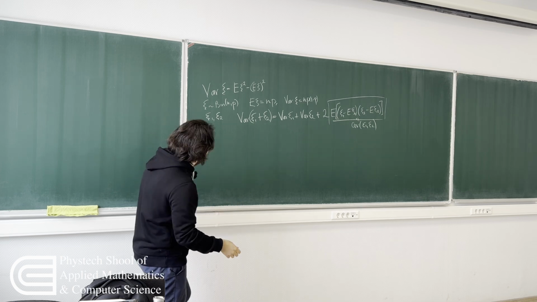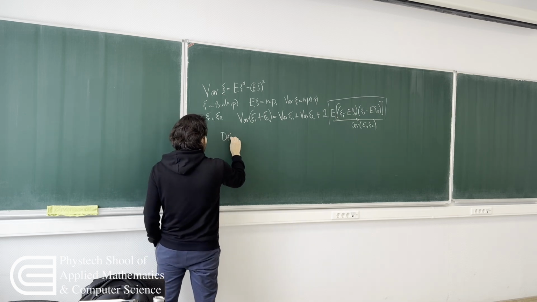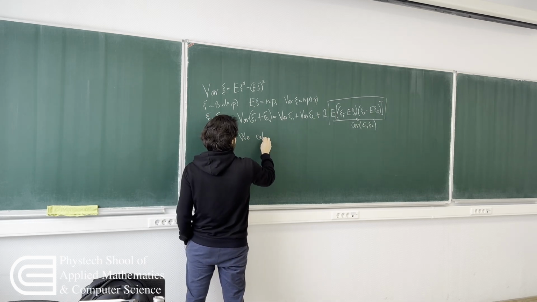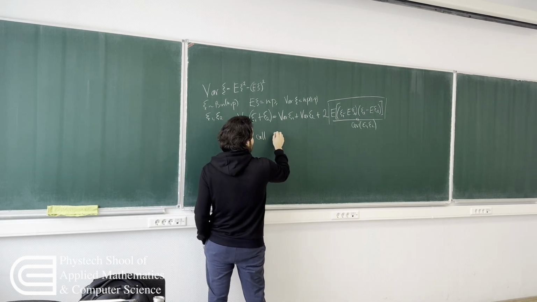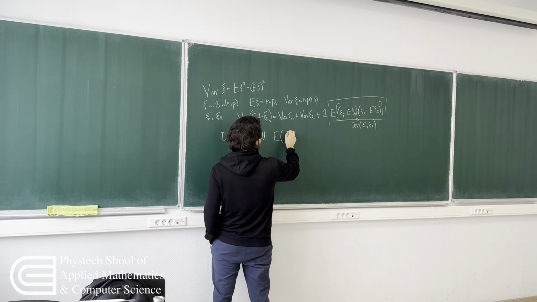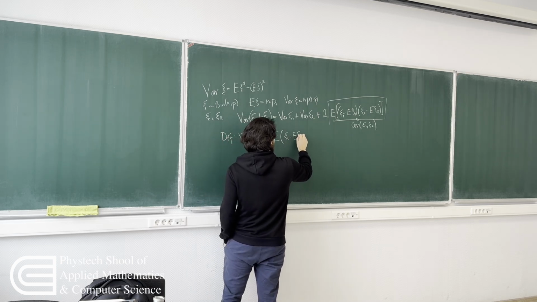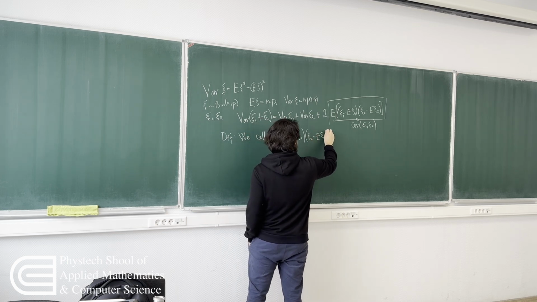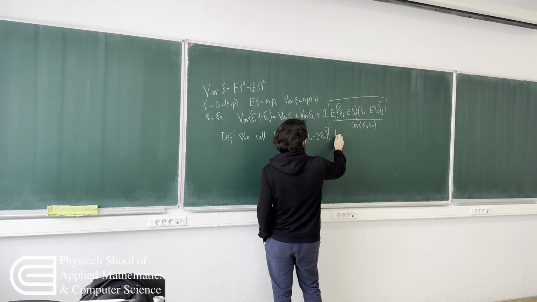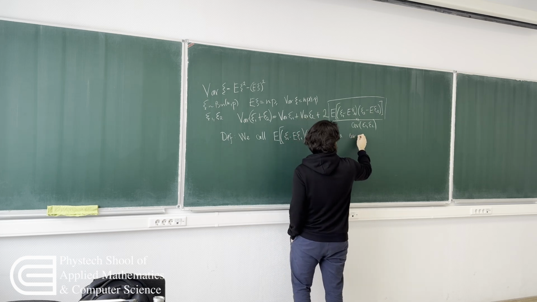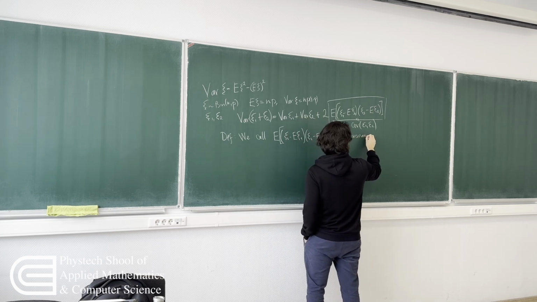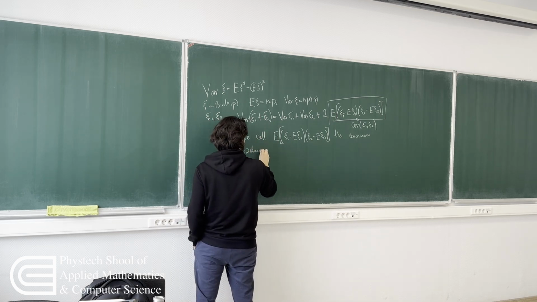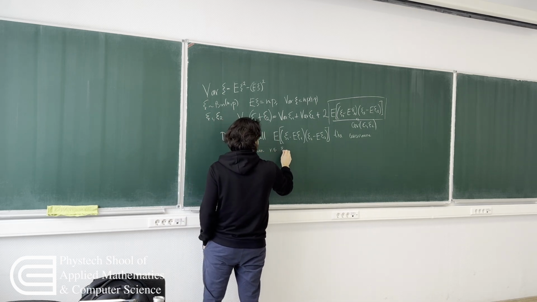So look, the definition is the following. We call this, the expected value of xi1 minus the expected value of xi1 times xi2 minus the expected value of xi2, the covariance between random variables xi1 and xi2.